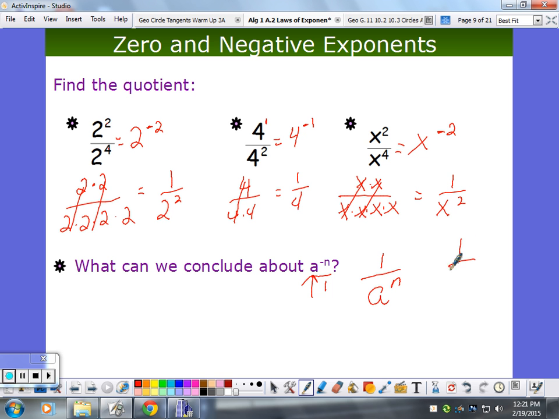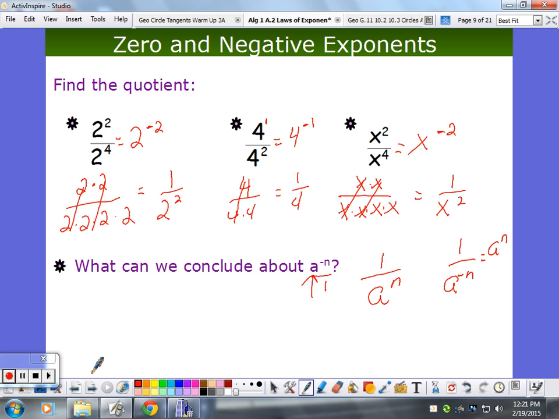What if I have 1 over a to the minus n? Is this a happy little number here? No. Where will it be happy? Up top. So if you are in a numerator and you have a negative exponent, you want to be in a denominator as a positive exponent. And if you are in a denominator with a negative exponent, you want to be in a numerator with a positive exponent.